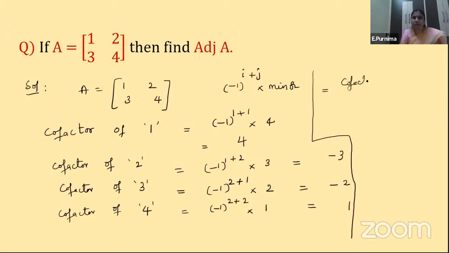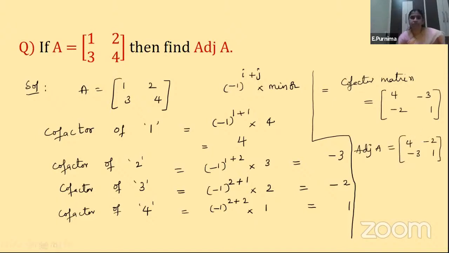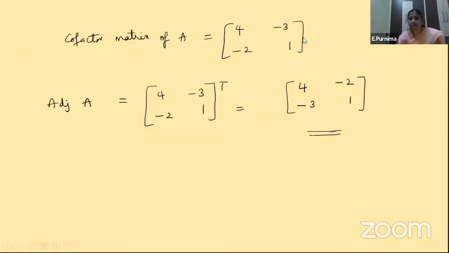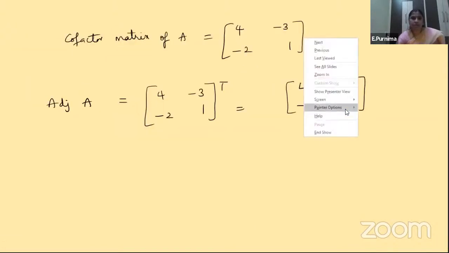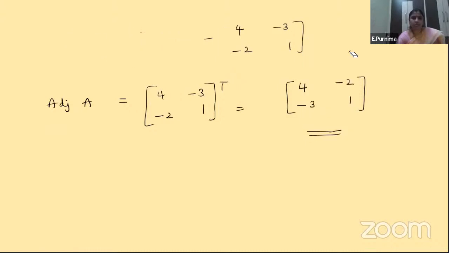Cofactor matrix, already I did, explanation is already over. Cofactor matrix is equal to 4, minus 3, minus 2, 1. Okay. Adjoint of A is what? Transpose of this, which is nothing but 4, minus 2, minus 3, 1. Okay. So let me delete this one so that overlapping disturbance won't be there.